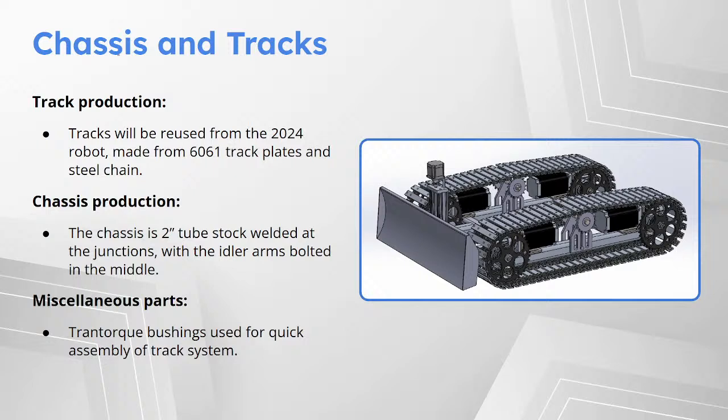Idler arms, those are also reused, but instead of almost like a wheel, we're using sprockets as the rollers. That just means that we're putting tension on the chains instead of the pads this year, so we shouldn't have any bending like we did last year. And then one of the new parts that we're using are Trantorque bushings, which allow you to basically turn a nut and take the sprockets off very quickly instead of having to either weld or pin them onto the axles. And that just makes putting the tracks on and off much easier.